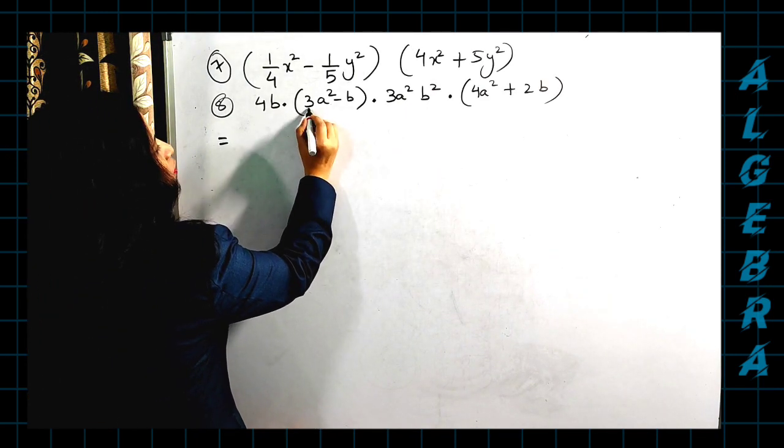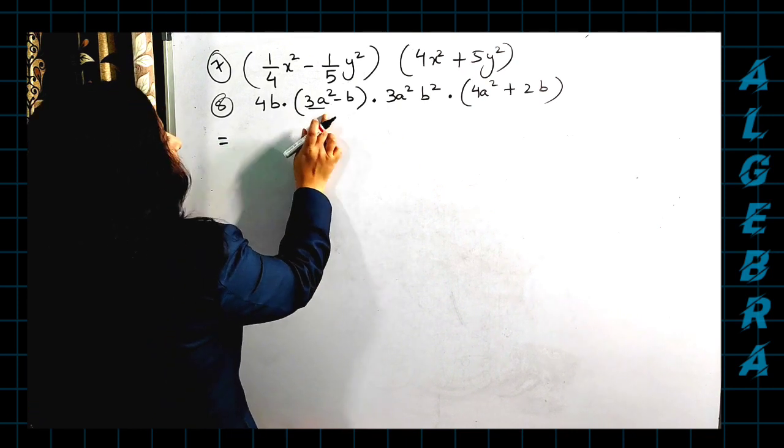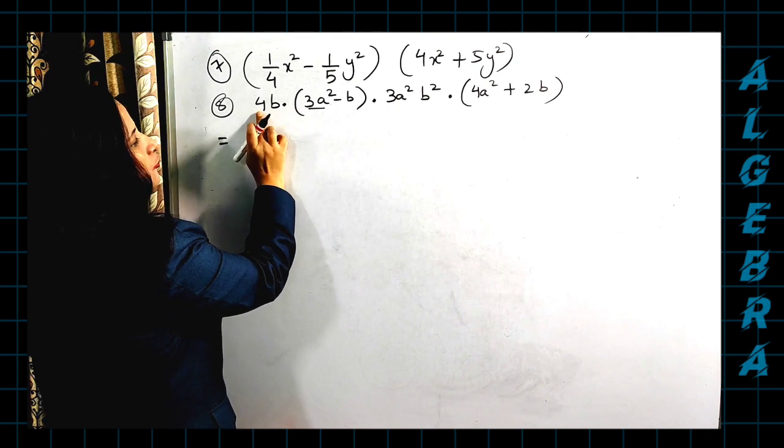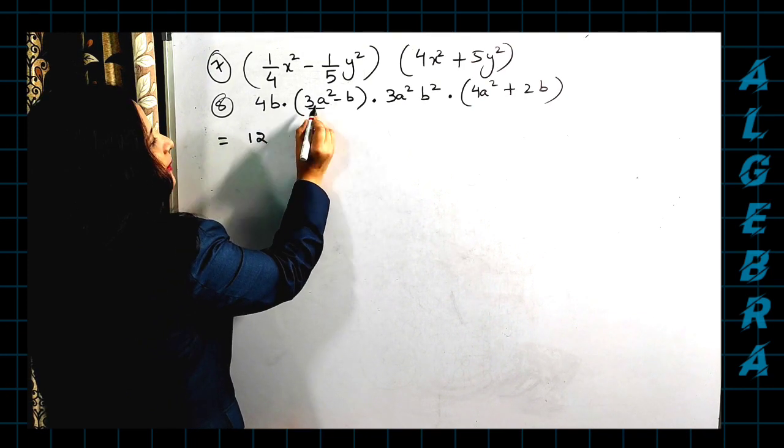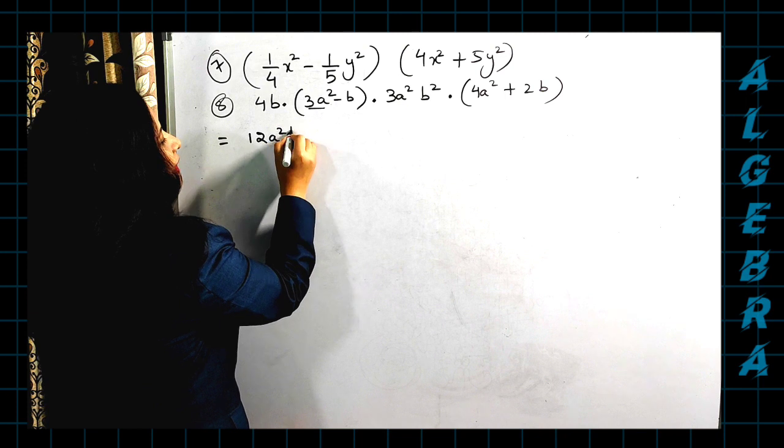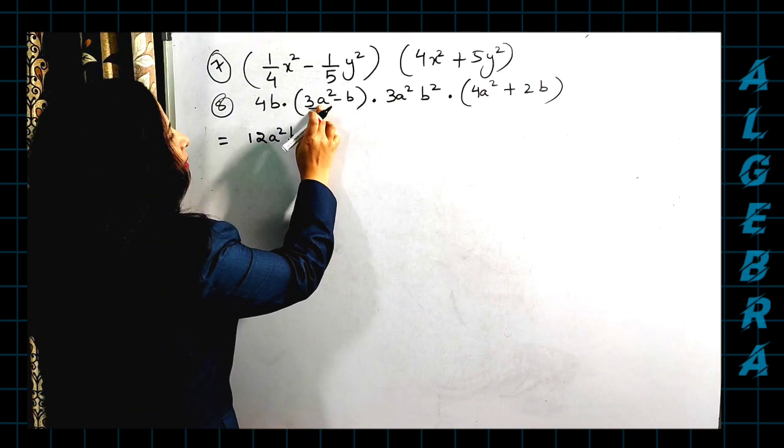4b is outside, so first multiply it with 3a square. Multiply the number part: 4 3s are 12, both are plus. b multiplied to a square will be arranged alphabetically: a square b. The bases are not the same, so no need to add any power.